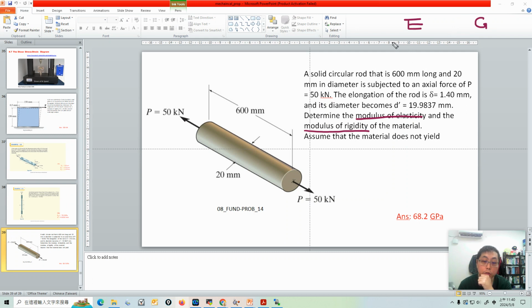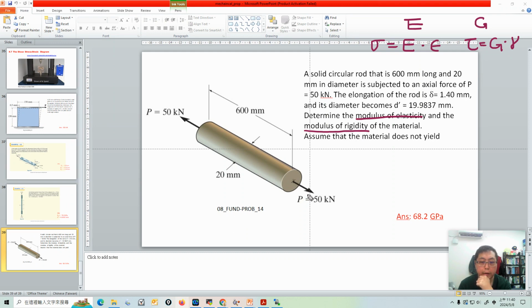Let's go to Hooke's law. Hooke's law says the axial stress, the normal stress, equals the elastic modulus times the normal strain, and the shear stress equals the shear modulus times the shear strain gamma.